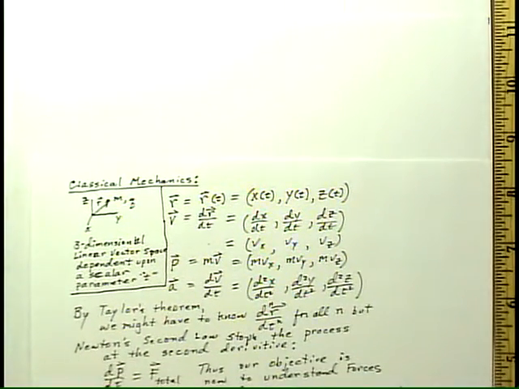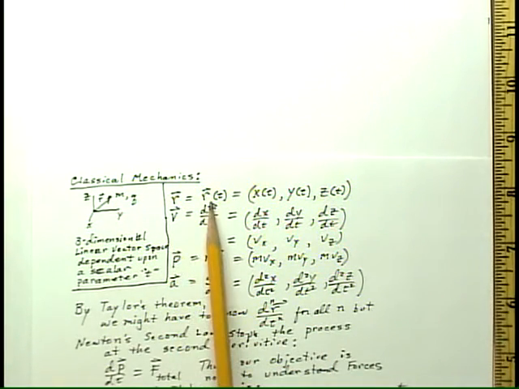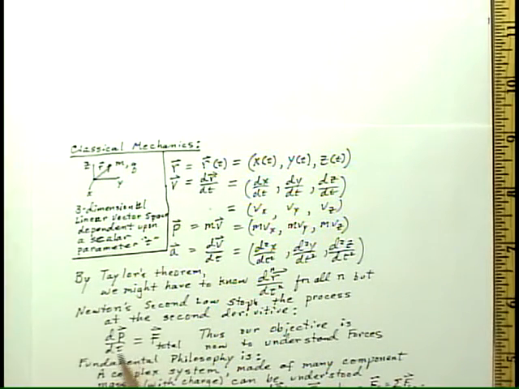By Taylor's theorem, we might expect that we would have to work forever to know all of the different derivatives with respect to time for all powers n. This would certainly give us the function r as a function of time if we knew every single derivative. But Newton's second law stops that process at the second derivative, with the statement that the derivative of the momentum with respect to time is equal to the total force. It is thus our objective to now understand forces.